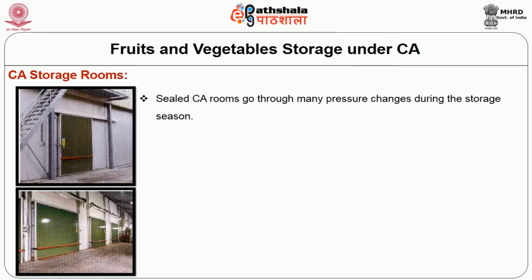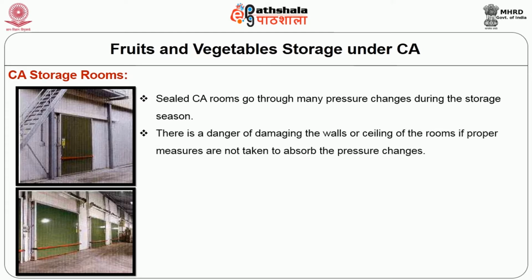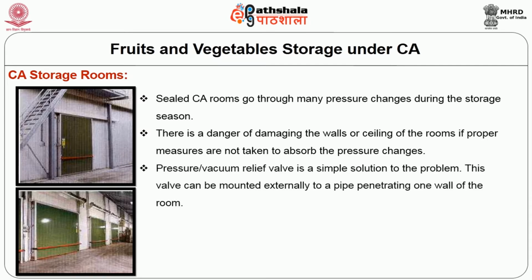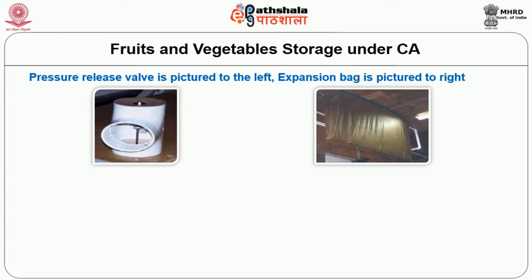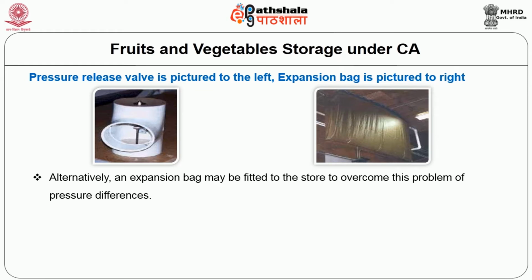Sealed CA rooms go through many pressure changes during the storage season. There is a danger of damaging the walls or ceiling of the rooms if proper measures are not taken to absorb the pressure changes. A pressure or vacuum relief valve is a simple solution to the problem. This valve can be mounted externally to a pipe penetrating one wall of the room. The pressure release valve is pictured to the left and the expansion bag is pictured to the right.